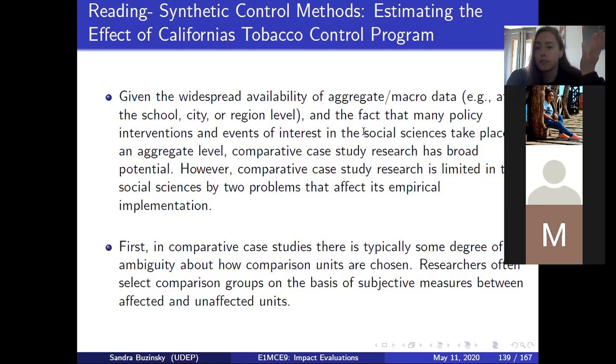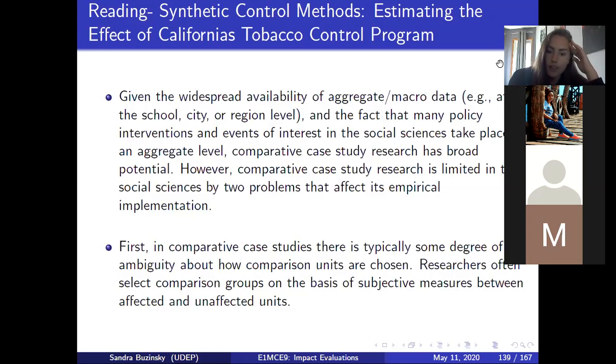Okay, so it's also nice because so many policies obviously occur at an aggregate level, like at city or district or province or country. That makes comparative case studies really nice, and we see a lot of them in economics. So the only problem is that comparative case study research is limited in the social sciences by two problems that affect its empirical implementation.